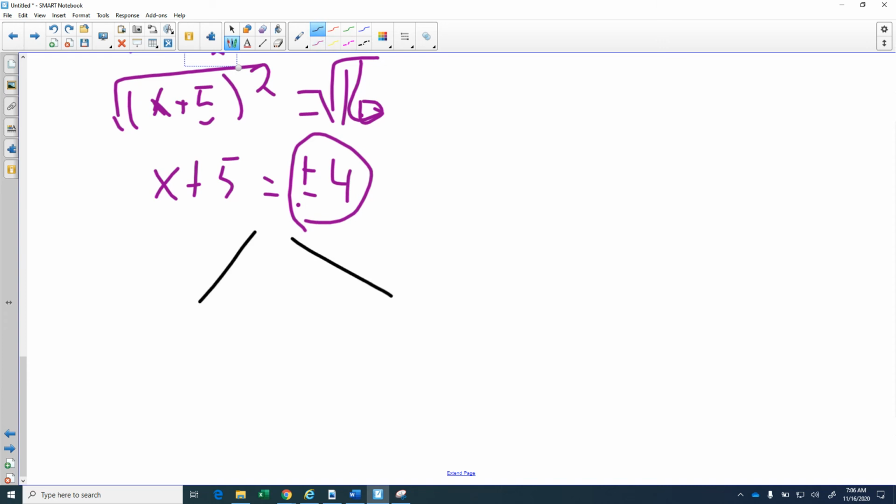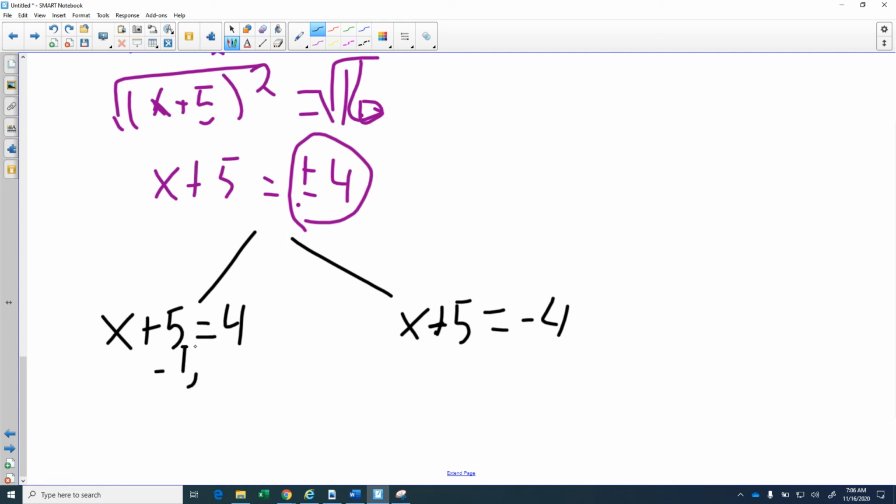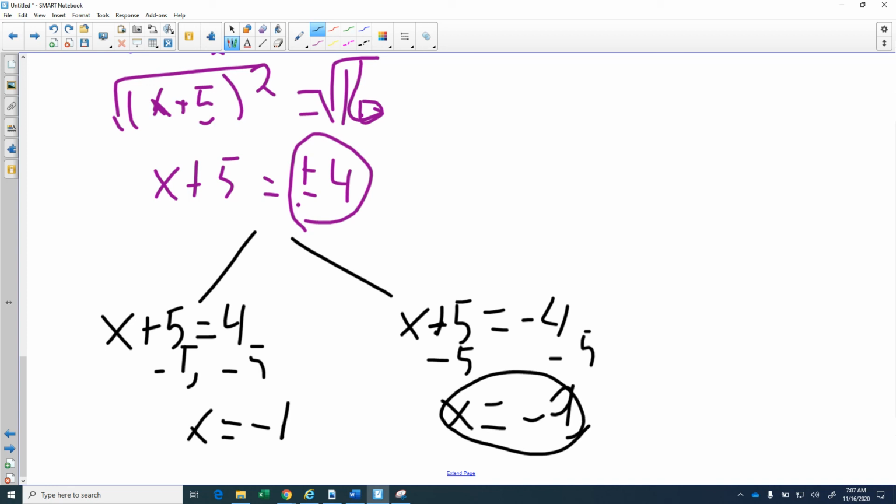So what I got to do is I got to break this up. This is x plus 5 equals 4, and x plus 5 equals negative 4. Okay? Because I have 2 answers there. I want to get my 2 different portions. From there, I'm going to subtract the 5 on each side to get x equals negative 1. And then over here, I'm going to subtract the 5 to get x equals negative 9 as my 2 separate answers. Okay? And that's kind of the main idea of this lesson.